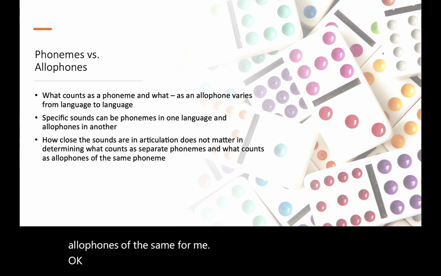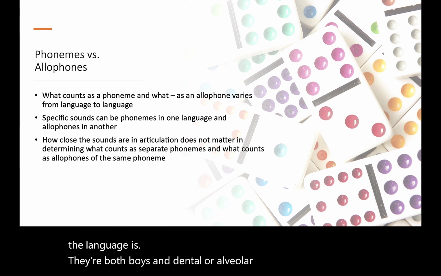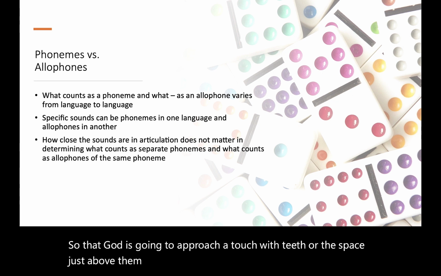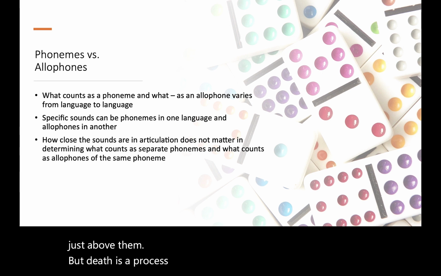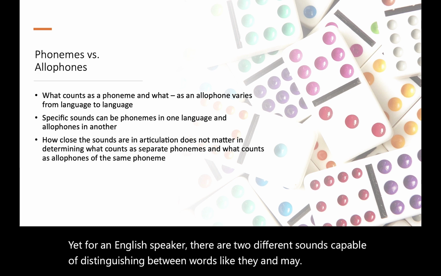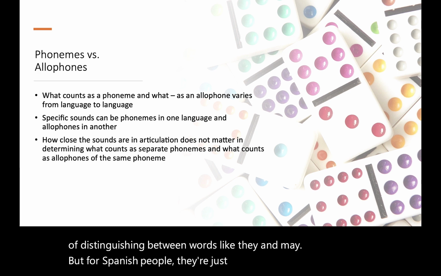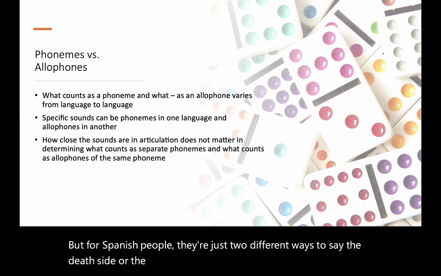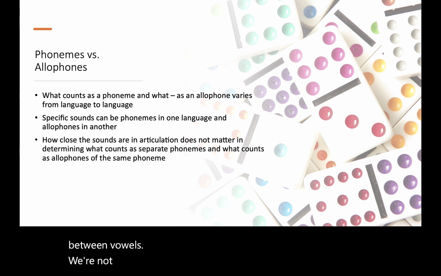D and th are pronounced essentially the same no matter what the language is. They are both voiced and dental or alveolar, depending on the language. So the tongue is going to approach and touch the teeth, or the space just above them. But d is a plosive and th is a fricative. Yet for an English speaker, there are two different sounds capable of distinguishing between words like they and day. But for a Spanish speaker, there are just two different ways to say the d sound, with a plosive form occurring everywhere except between vowels, where the th is articulated.